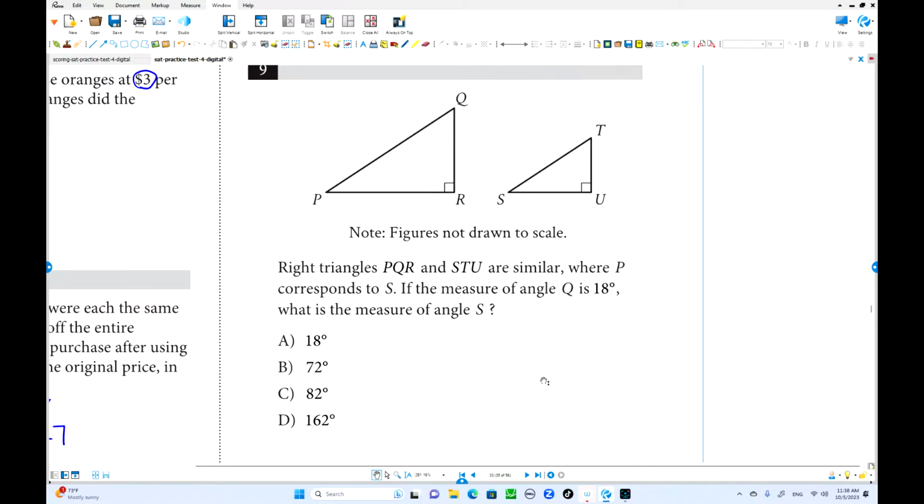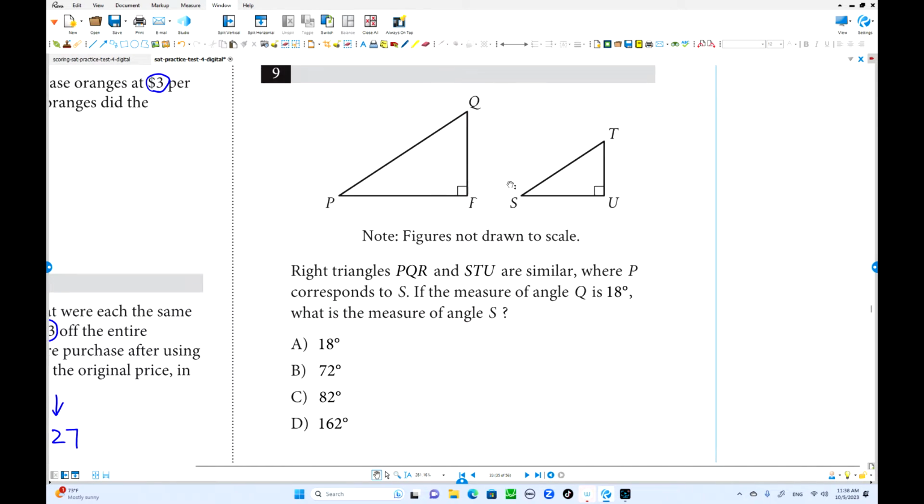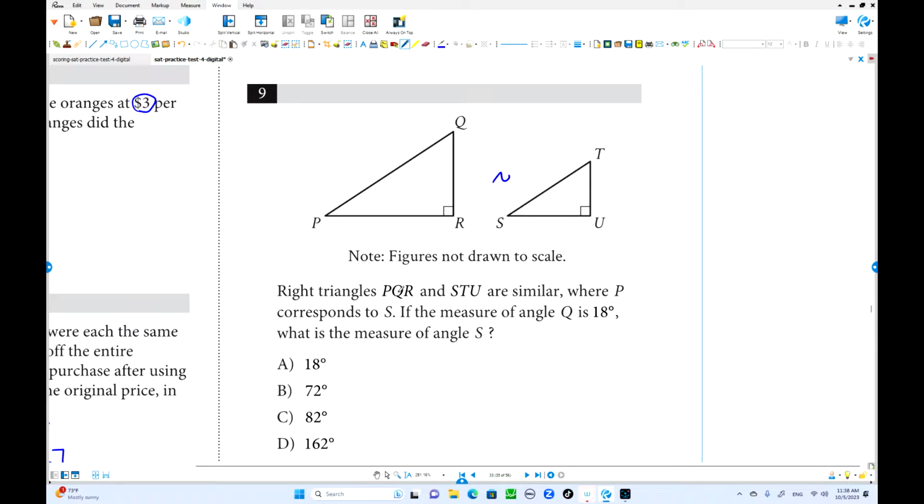This is number 9. They are similar. Okay, they are similar. PQR, STU, PQR, STU. Okay, they are corresponding vertices over here. So Q is 18. This is 18. What is the measure of angle S? This is 18. This is also 18. The other one is what? Complementary. Okay. The sum of these two angles is 90. So 90 minus 18 is what? 72 is the answer. Okay.